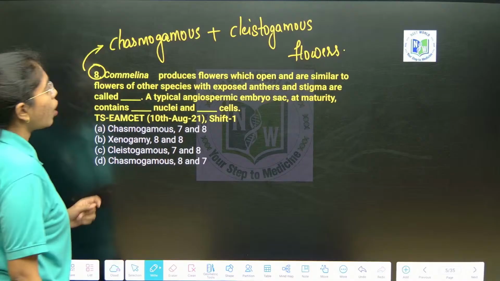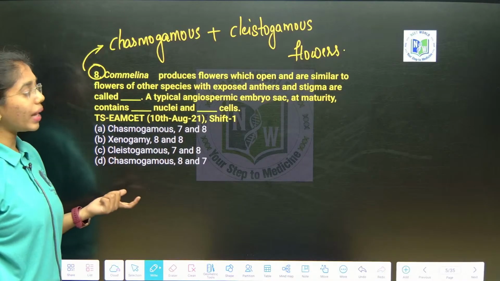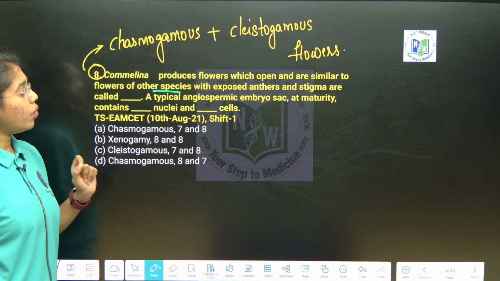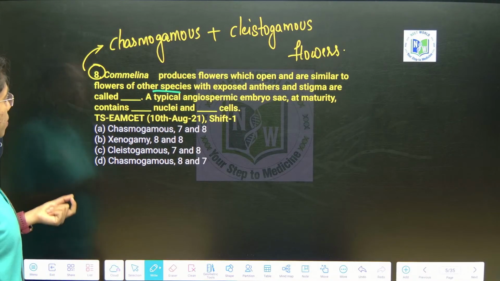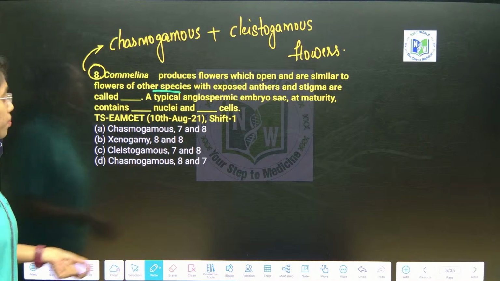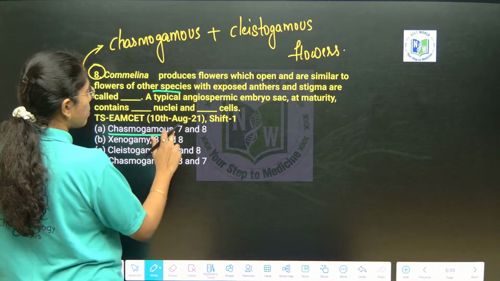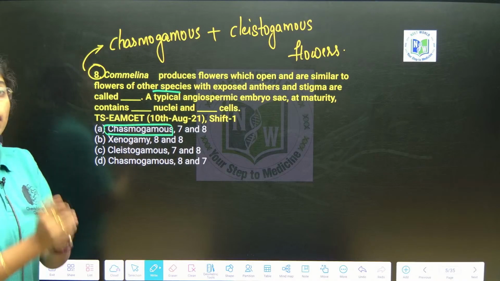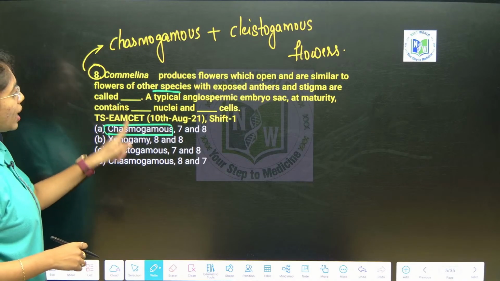Commelina produces flowers which open and they are similar to the flowers of the other species, with exposed anthers and stigma. Flowers with exposed anthers and stigma are called what? Chasmogamous flowers. If they are closed, with anthers and stigma closed, they are cleistogamous flowers. Open ones are called chasmogamous.